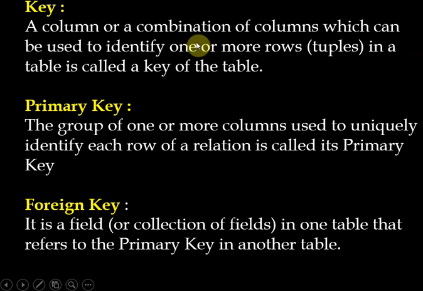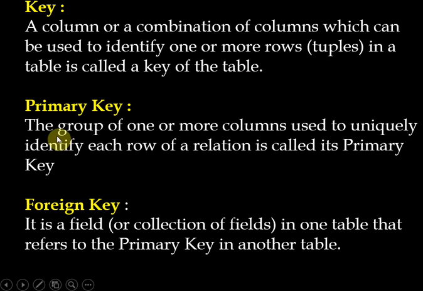Next, key. A column or combination of columns which can be used to identify one or more rows, that is, a tuple in a table, is called the key of the table.